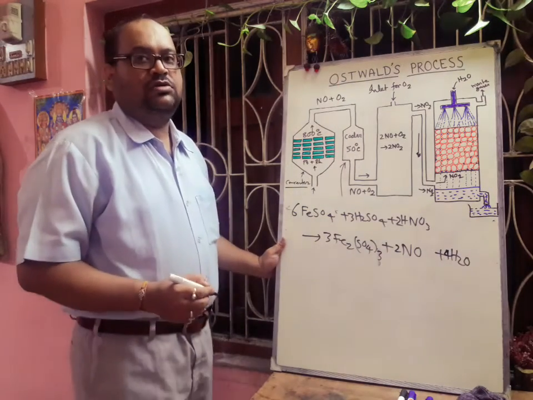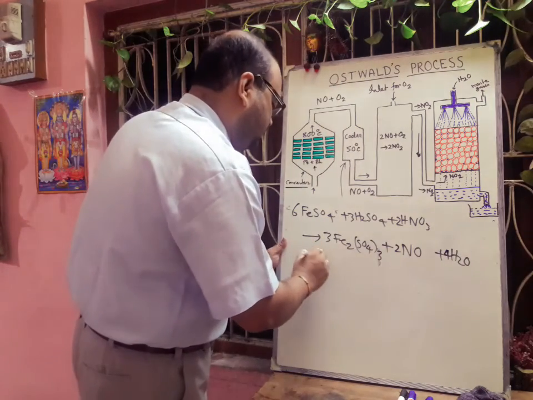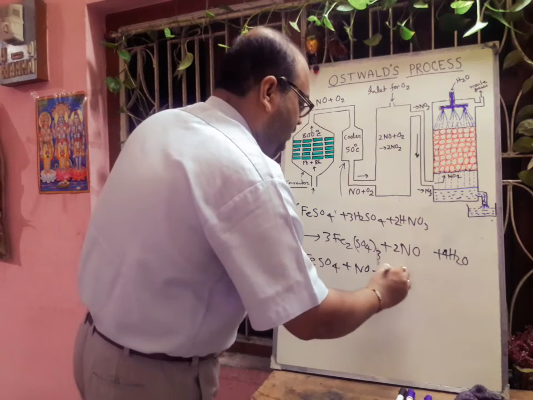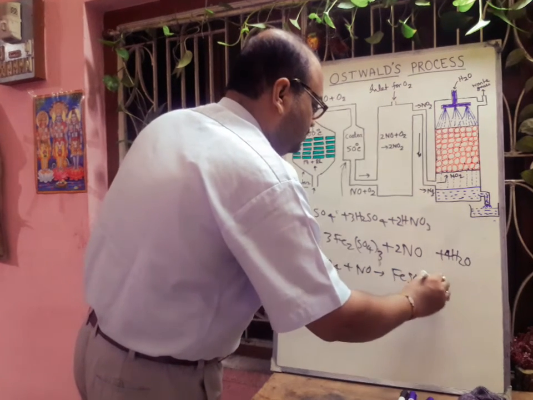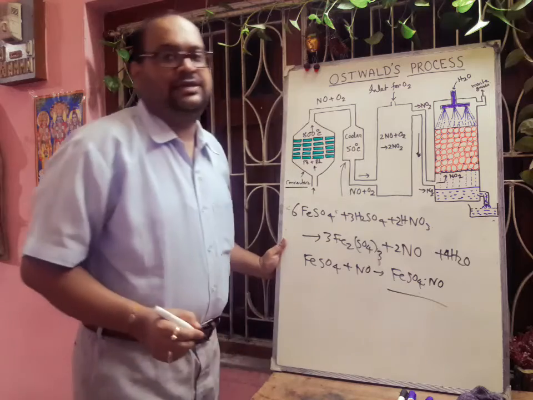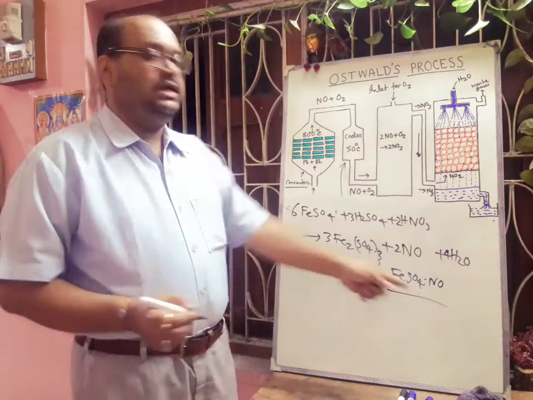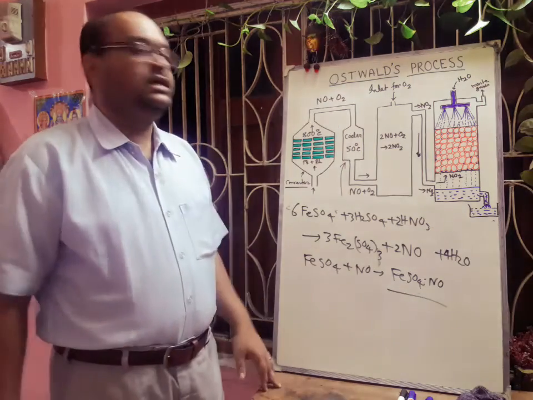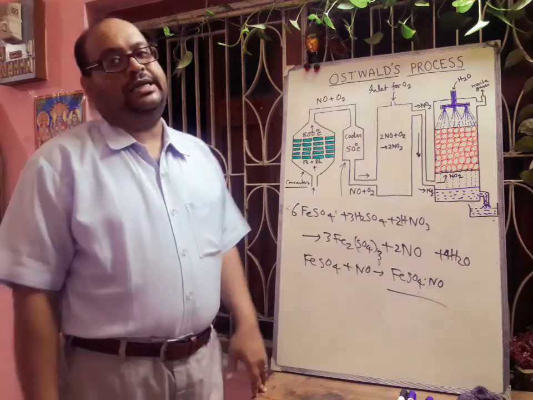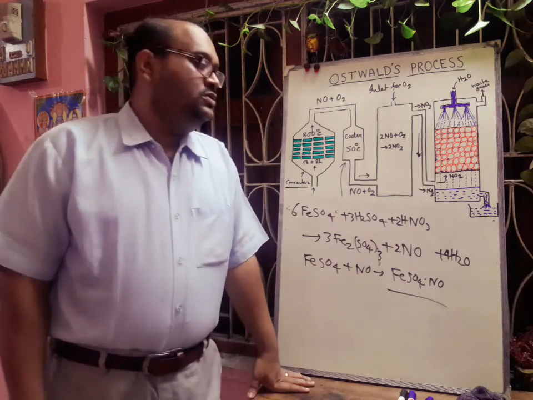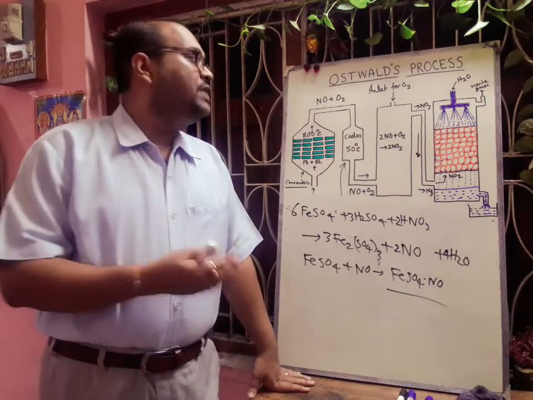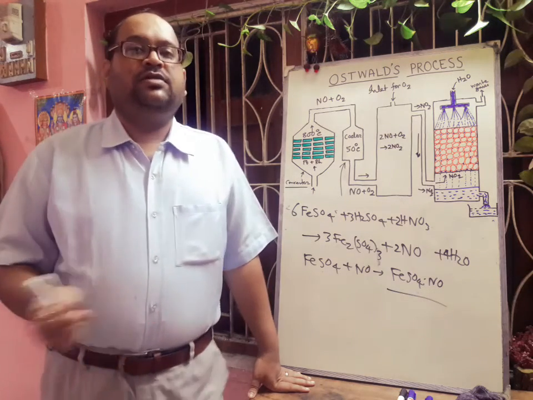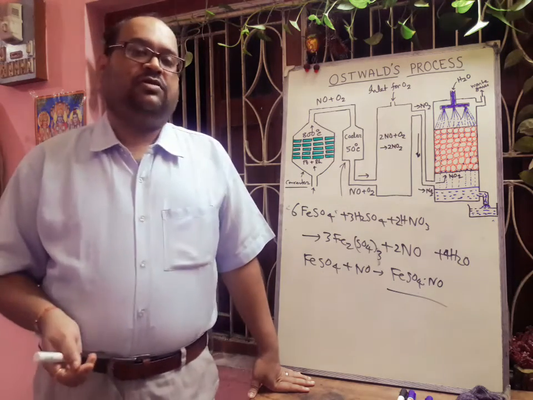Now this NO will react with ferrous sulfate, forming FeSO4.NO, that is nitrosyl ferrous sulfate. This is the brown ring. So in this way we can easily detect the presence of nitric acid. So in this way we have covered the chemical properties, whatever is in your syllabus, that I am discussing here. In your book more is there, you will read from the book thoroughly.